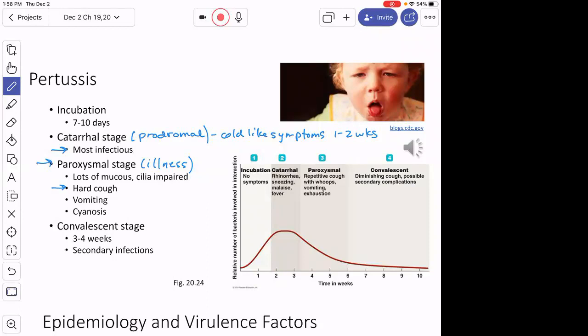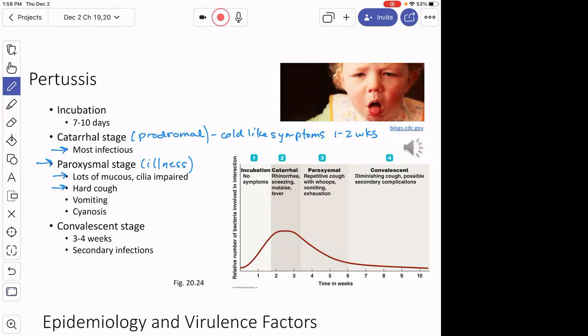Lots of mucus, cilia impaired. So, you know, hey, I thought mucus was good. Mucus in just the right amount is good. When you get too much of it, then we have trouble coughing it out. And there's some toxins that make the cilia impaired. So patients have a really hard time just removing debris from the lungs. And that's why they have to cough so hard.